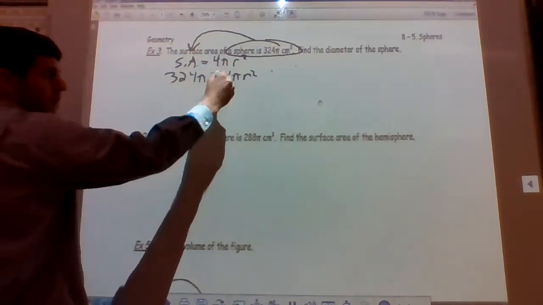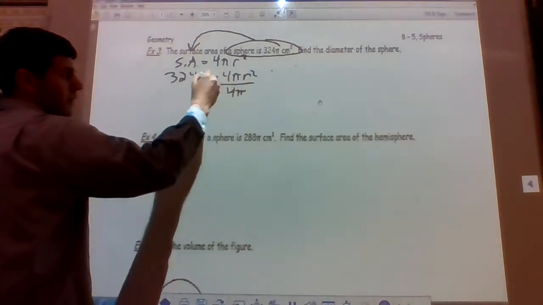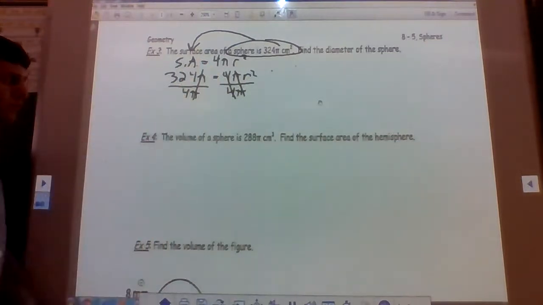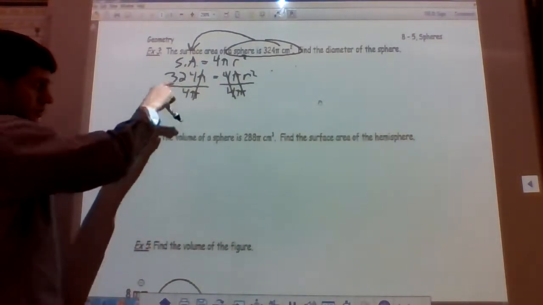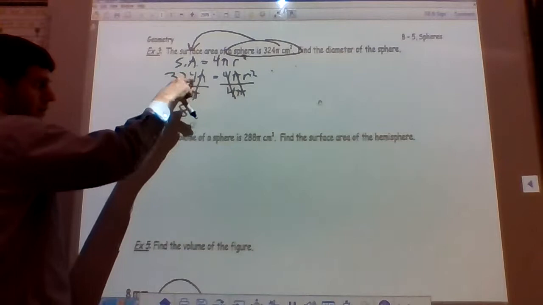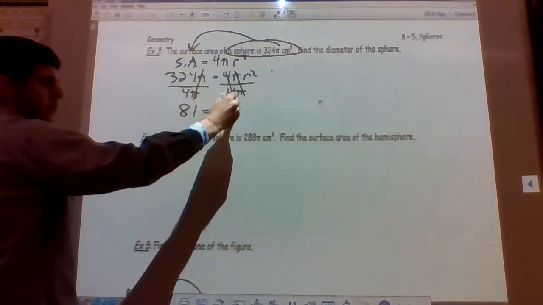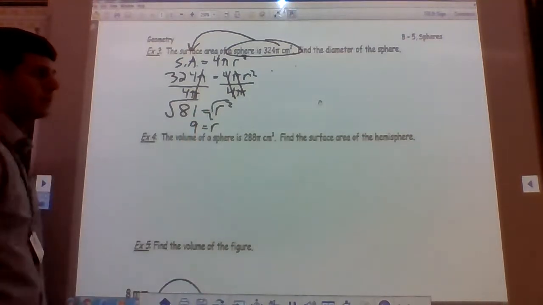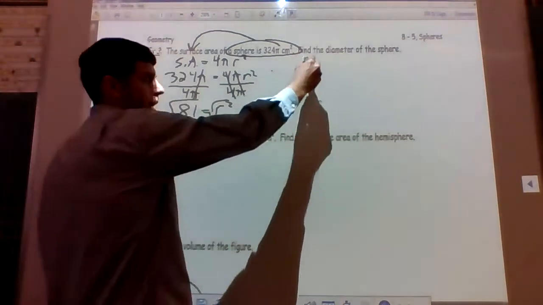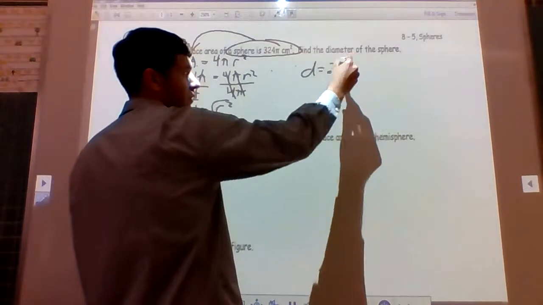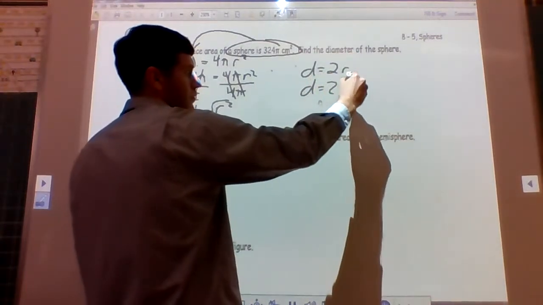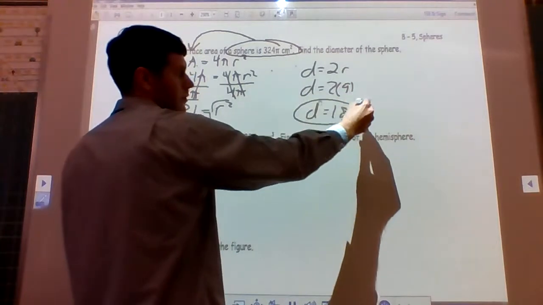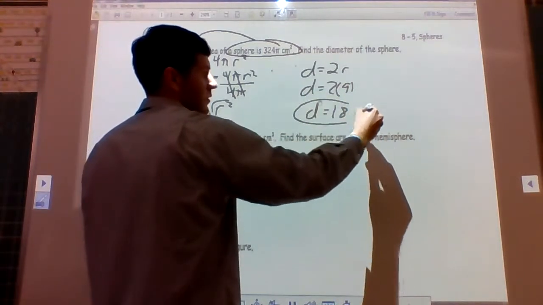We want to get r by itself, so we can divide by 4 pi on both sides. 324 divided by 4 is 81. So 32 divided by 4 is 8. 4 divided by 4 is 1. And then the square root of 81 is 9. So we know the radius is 9. Since the diameter is 2 times the radius, the diameter is 2 times 9. The diameter is 18. Centimeters is our units.